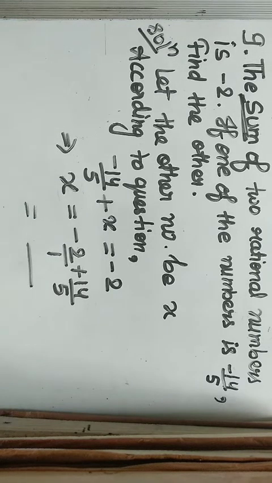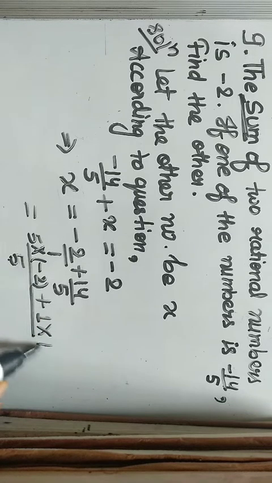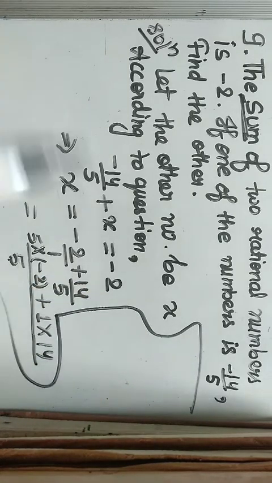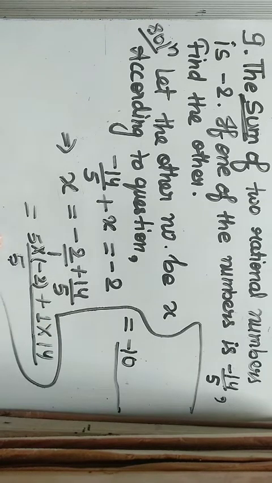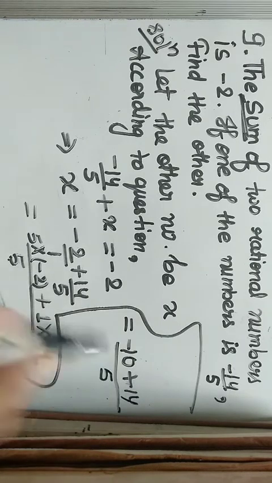So the LCM of 1 and 5 is 5. In the 1 table, 5 comes in 5 times, so this 5 we have to multiply with the numerator, that is minus 2, and again we have the plus sign. And in the 5 table, 5 comes in one time, so again we multiply this 1 with the numerator of that number, 14. So we have x is equal to 5 2s are 10, this is minus 10, plus 14 1s are 14, divided by 5.